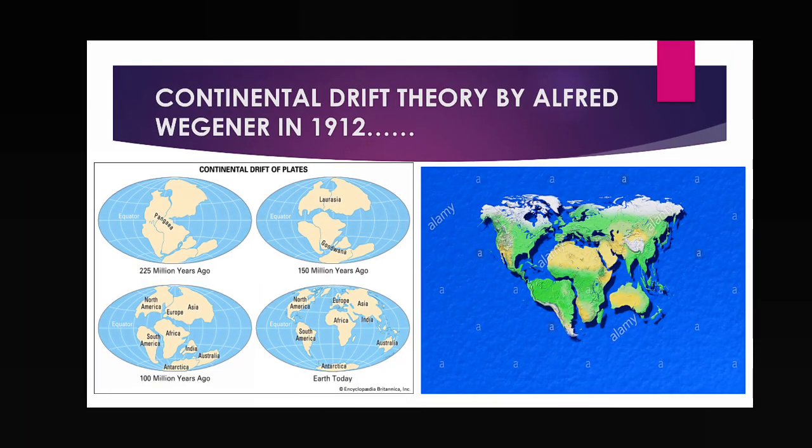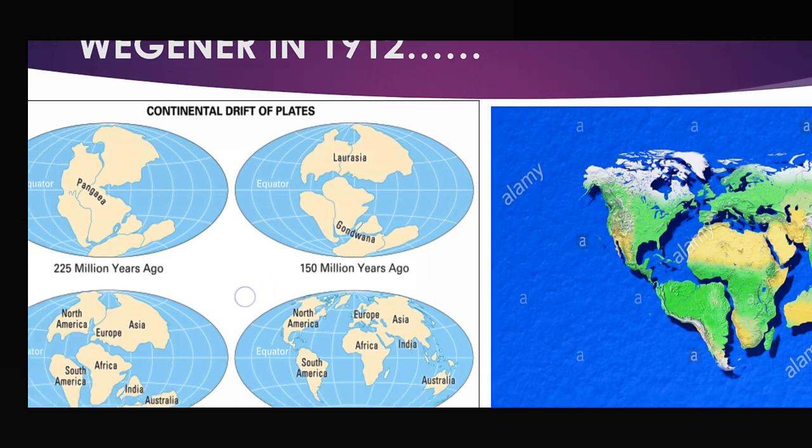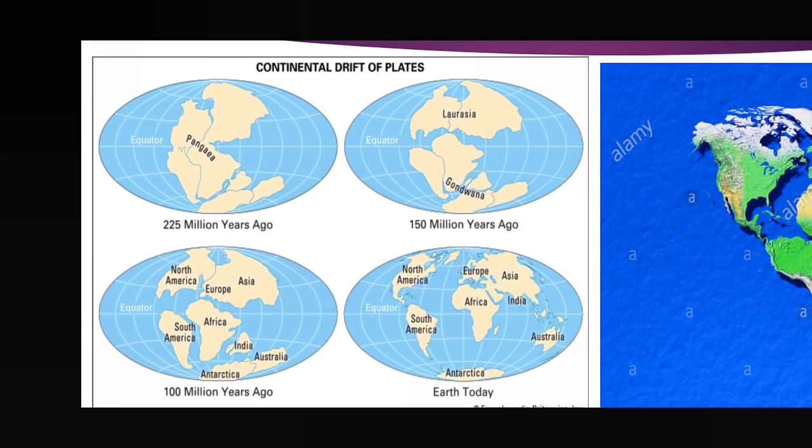Now come to this third one. Here take a look, India has started to move towards the north. That means it separated itself from Australia, and then it started to move towards the northern hemisphere. And in the present earth, take a look, India is with whom? That is Asia. That means India shifted itself from the southern hemisphere to the northern hemisphere.